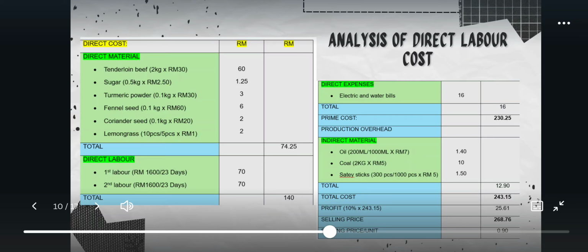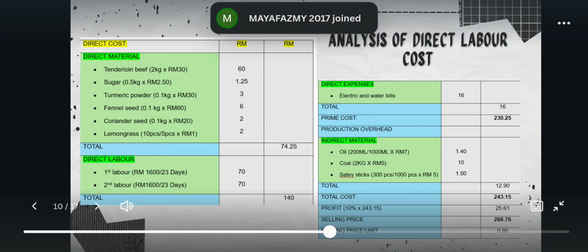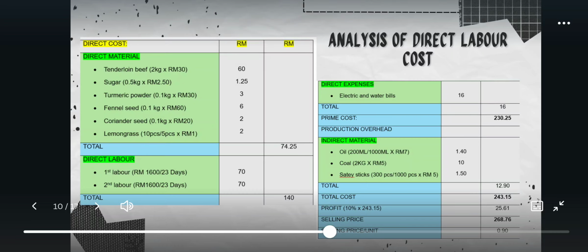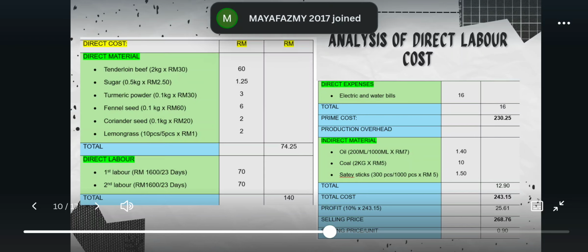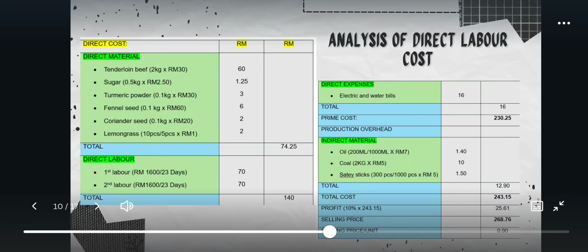And we total up the direct material, the answer will be 74 ringgit 25 cents. And for direct labor, we have two direct labor. First direct labor is 1600 ringgit divided by 23 days. The answer will be 70. And same as the second labor, 1600 ringgit divided by 23 days. The answer will be 70, and 70 plus 70 will be 140 ringgit.